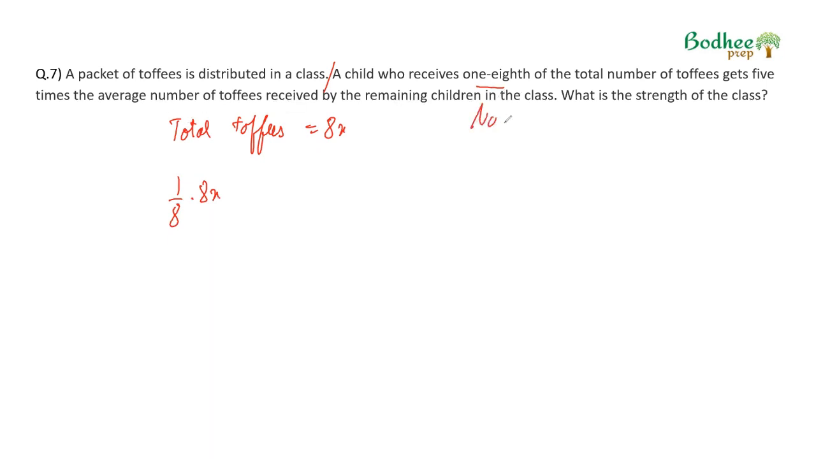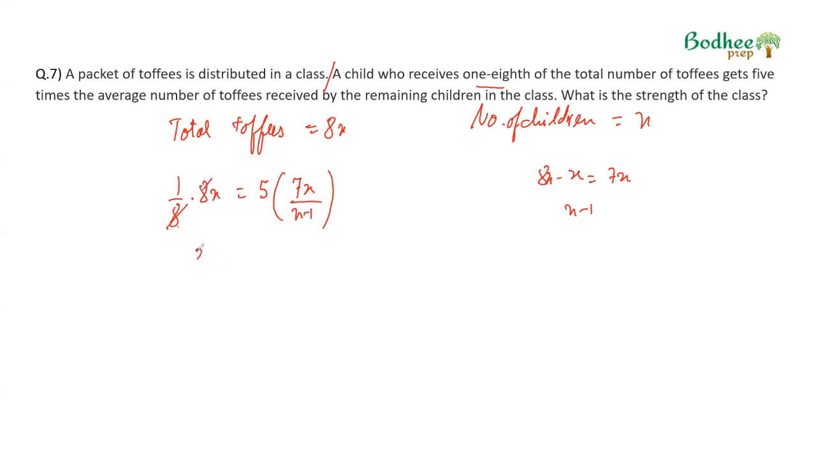Suppose the number of children in class is n. So the person who gets 1/8 of the toffees gets 5 times, so 5 into average number of toffees received by the remaining children. What is the number of toffees that the remaining children will get? The person who gets 1/8 of the toffees gets x toffees. 8x toffees were there, so remaining toffees is 7x. And the remaining number of children is n minus 1. So the average number of toffees with the remaining children will simply be 7x by n minus 1. 7x toffees remaining, n minus 1 children remaining.